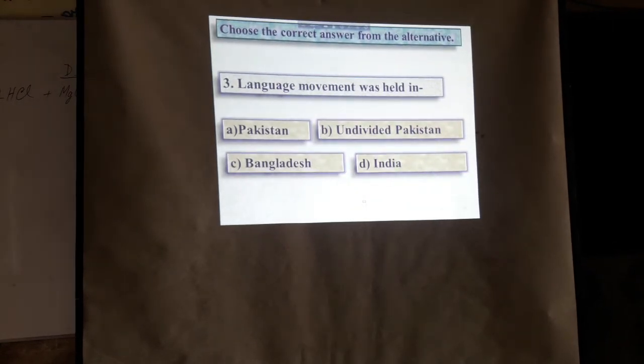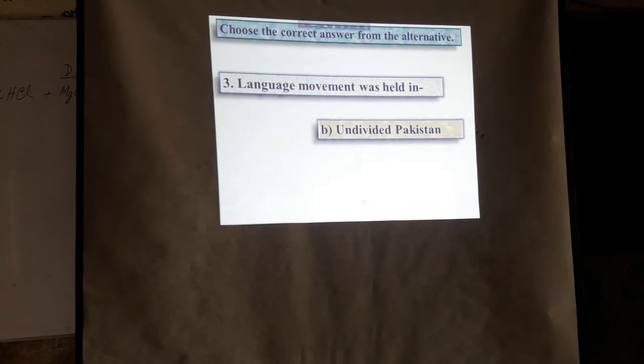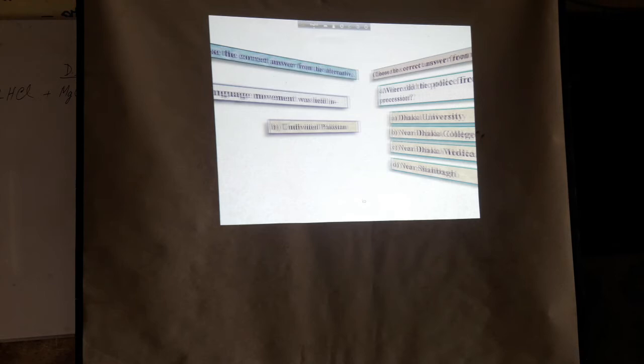Another one is, choose the correct answer: the language movement was held in. You know it very well. Where was the language movement placed? Of course, the language movement was placed in undivided Pakistan. Don't say Bangladesh. Bangladesh was not independent at that time, because at that time we were called East Pakistan, but this happened in the undivided Pakistan.